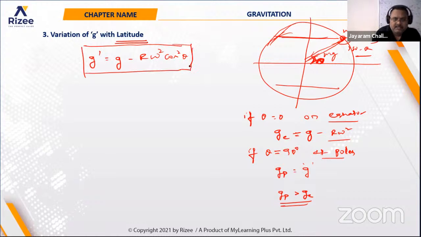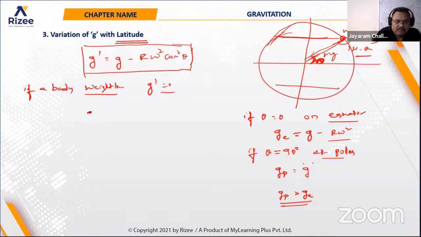A lot of questions might be asked on the weightlessness concept. If a body feels weightlessness, that means G dash is becoming 0. What happens if G dash becomes 0? Then G is equal to R omega square. Suppose it is rotating so fast at the equator, where theta is equal to 0 degrees, so cos 0 is equal to 1. So I'm writing G is equal to R omega square.